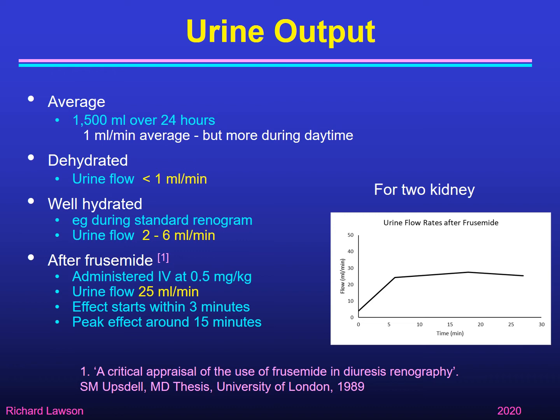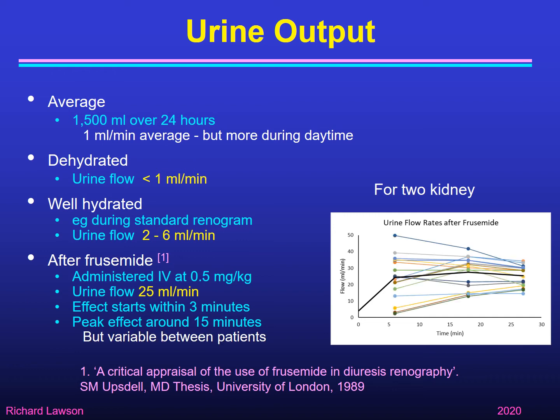This graph is some figures from Steve Upstall's MD thesis, with the work that he did with us in Manchester Royal Infirmary, and you can see that we get an average figure of around about 25 mils a minute. However, that hides the fact that there is quite a lot of variation between patients. These are some of the individual patient figures. Some of the flow rates didn't start going up until some time after, and some were indeed coming down by 15 minutes. But on average, we get quite a significant increase in urine output.